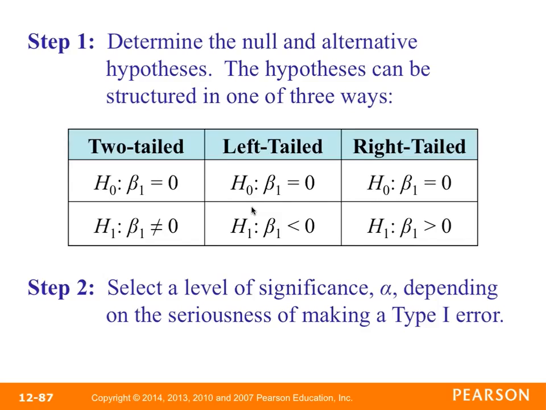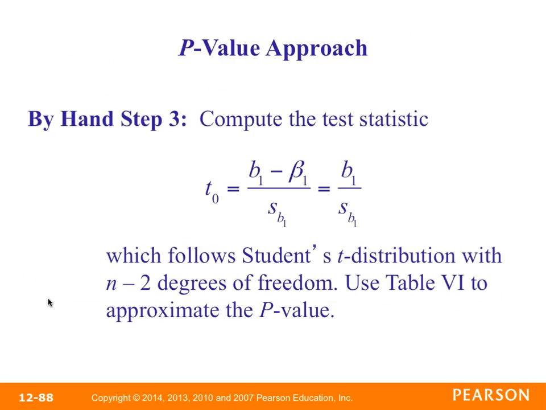They can be structured one of 3 ways, just like a lot of the hypothesis testing that we've done. A two-tailed test would be beta 1 equals 0, against beta 1 not equal to 0. We have left-tailed, which is less than, and right-tailed, which is greater than. We select a level of significance depending on what type 1 error we want to deal with. Then compute our test statistic. t naught is given by b1 minus beta 1 over the standard error for b1.